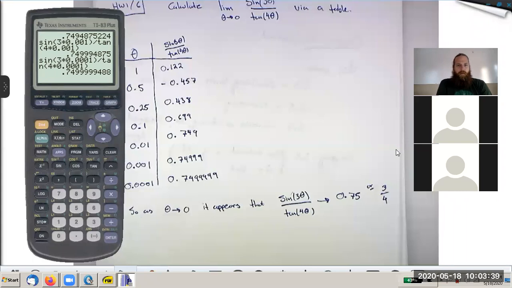That was my second question, because I think mine was sine 5 theta over tan 4 theta or something like that, and it ended up being 1.25. So I was going to ask if it was just coincidental or.